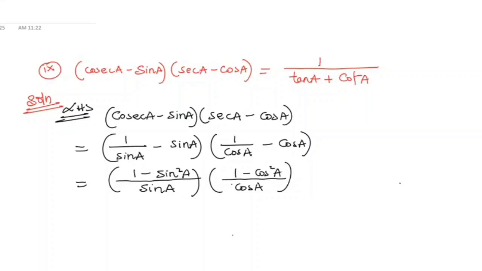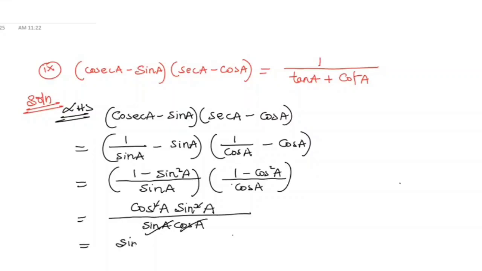Okay. So next, what we can write? We can write downside, multiply sin a into cos a you will get. Okay. Upside, what will you get? 1 minus sin² formula is cos² a, into 1 minus cos² formula is sin² a. We are using the formula. Okay. So we can cancel sin a and cos a. So what is left upside? Sin a cos a.